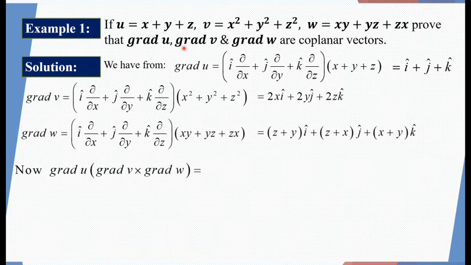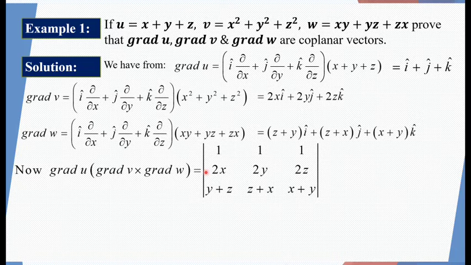Now from the concept, for vectors to be coplanar, their scalar triple product will be 0. So now grad u dot grad v cross grad w is represented by a determinant. The coefficients of grad u are 1, 1, 1. The coefficients of grad v are 2x, 2y, 2z, and the coefficients of grad w are z plus y, z plus x, and x plus y.